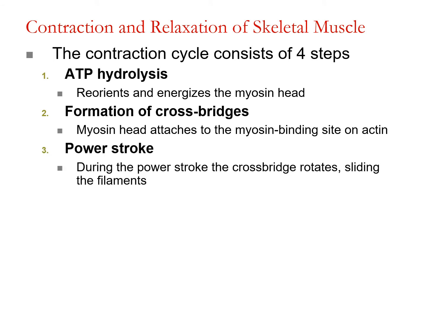Guess what's next? Pull! It's called the power stroke. So during the power stroke, the cross bridge rotates where the myosin head again changes its position and it pulls on the actin in the thin filaments, sliding it toward the center of the sarcomere. The change in the shape and position of the myosin that creates the power stroke is due to the release of the ADP, adenosine diphosphate molecule that was still attached to the myosin head. So by the end of the power stroke, the myosin head has nothing attached to it, but it is still attached to the actin.